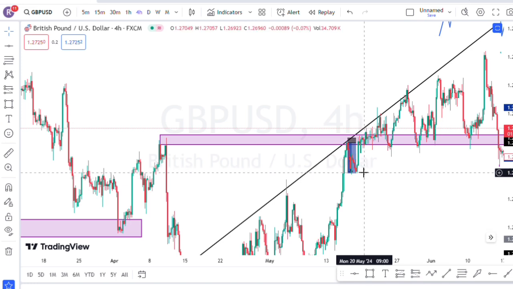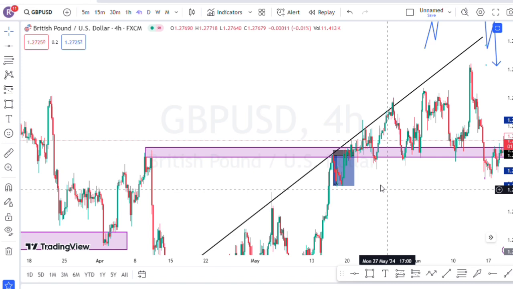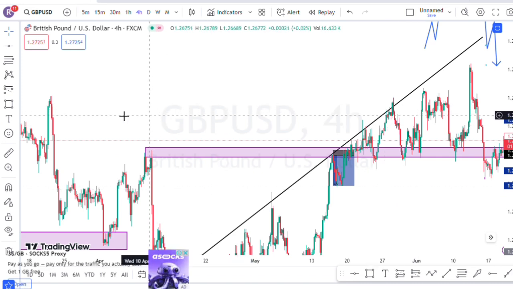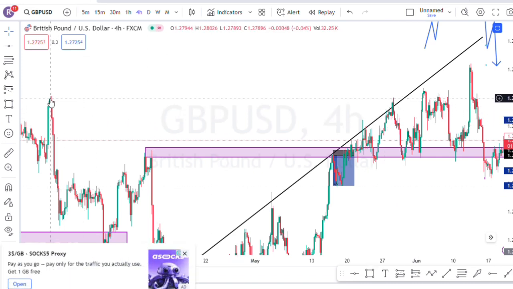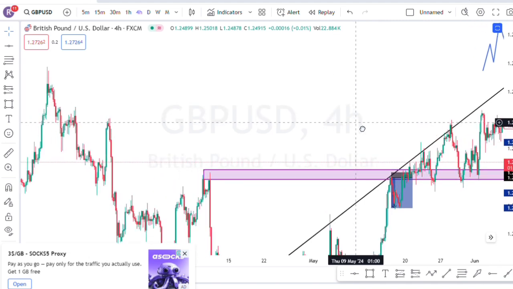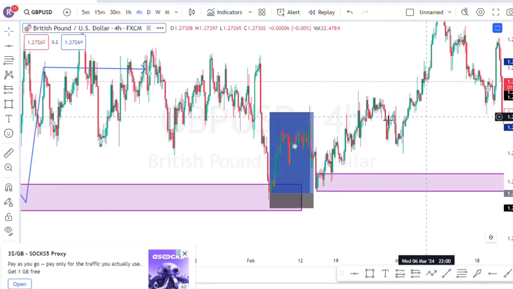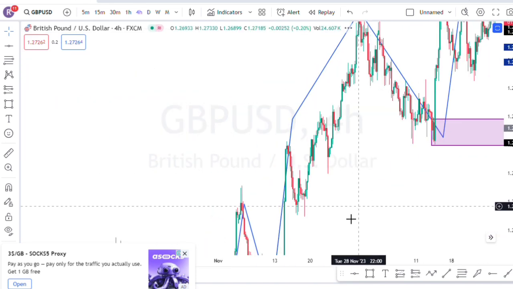so that most retailers and new buyers could enter into the market, and eventually they will get stopped out at this point here. So you should wait for your confirmation before taking a trade, because the market came and reacted to this supply zone here. As you can see, it reacted and went down, and even continued going up. So let's look at another example.